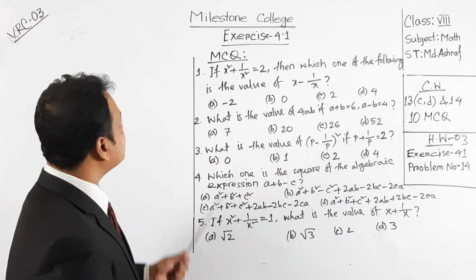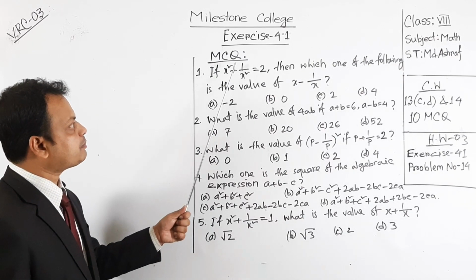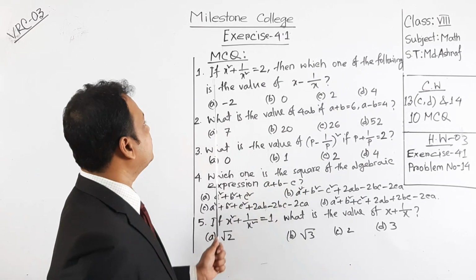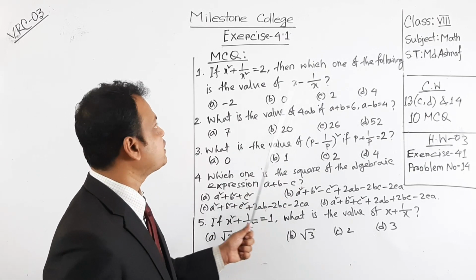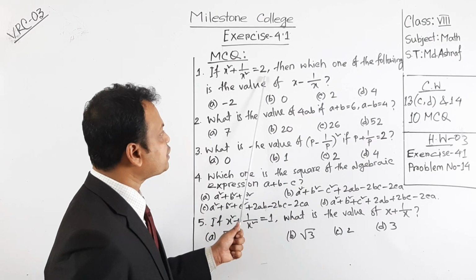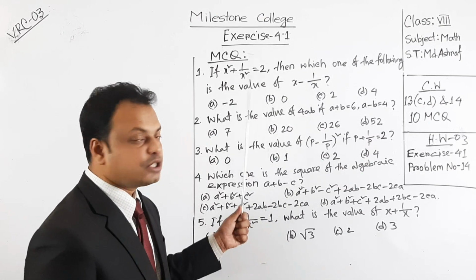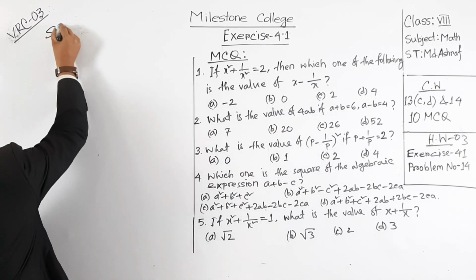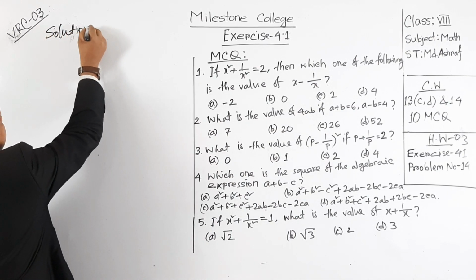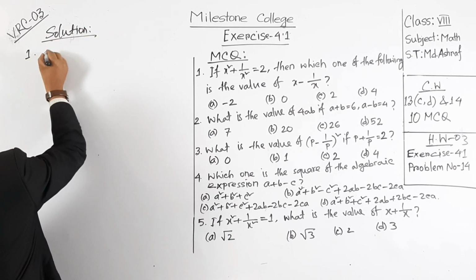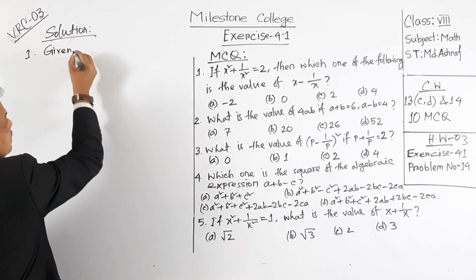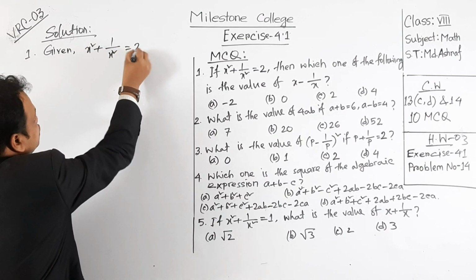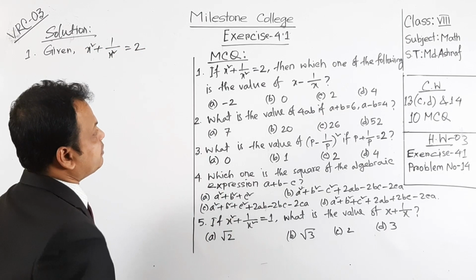Now, read the 1 number question. If x square plus 1 by x square equals 2, then which one of the following is the value of x minus 1 by x? So this is the given information. We have to find the value of x minus 1 by x. So let's solve this one. Solution. This 1 number MCQ question. So what is given here? x square plus 1 by x square equals 2. We have to find x minus 1 by x.